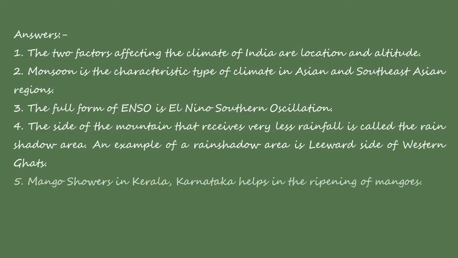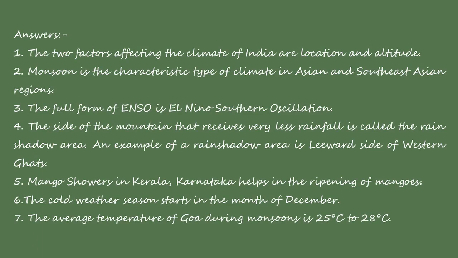Great answers, students. Now, let me discuss all the answers. First, the two factors affecting the climate of India are location and altitude. Second, monsoon is the characteristic type of climate in South and Southeast Asian regions. Third, the full form of ENSO is El Nino Southern Oscillation. Fourth, the side of the mountain that receives very less rainfall is called the rain shadow area. An example of a rain shadow area is the leeward side of the Western Ghats.